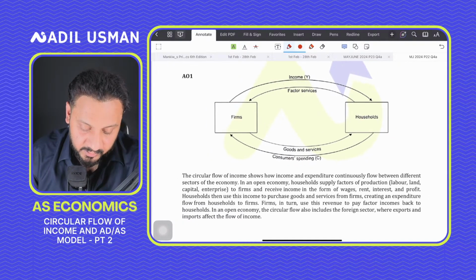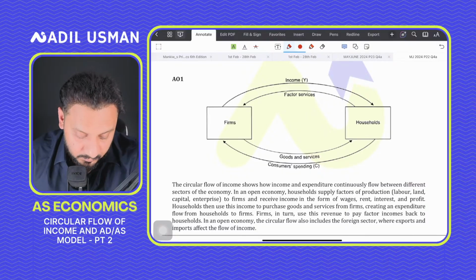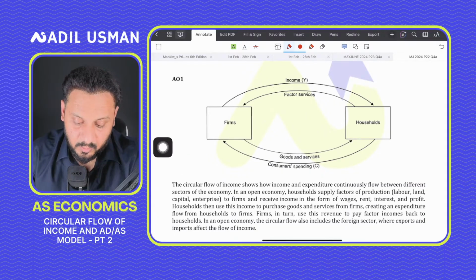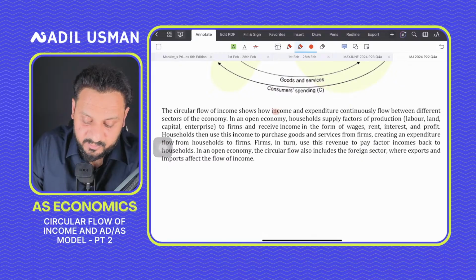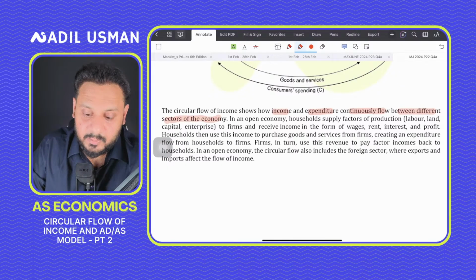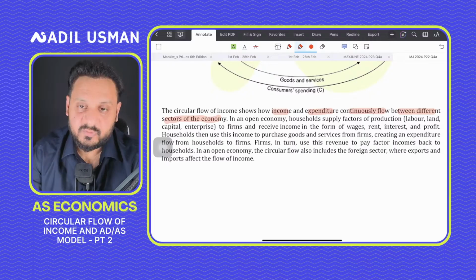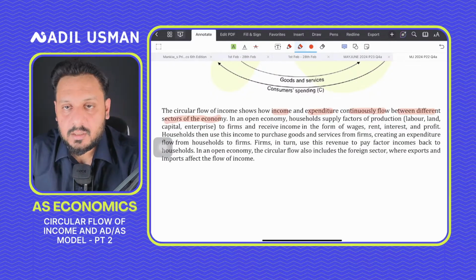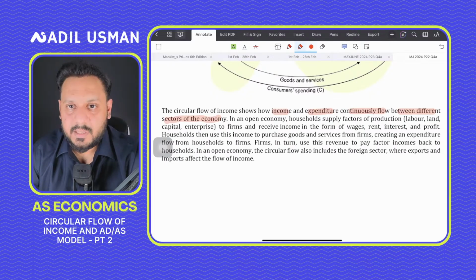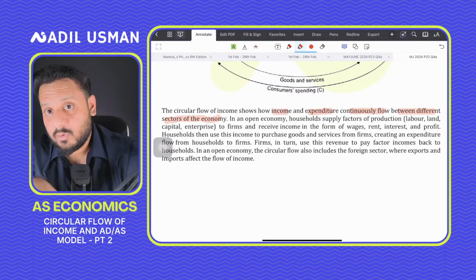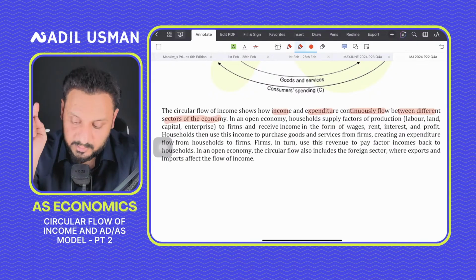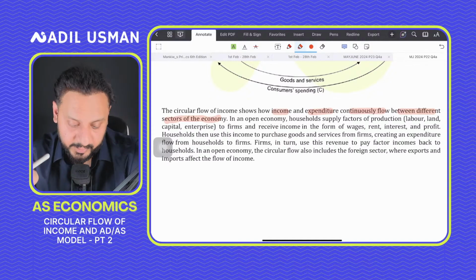So the 1 mark for definition: what does the circular flow of income show? It shows how income and expenditure continuously flow between different sectors in the economy. Now, usually students write that circular flow of income shows the flows of money. That is incorrect. You have to mention explicitly that it is showing the flow of income and expenditure, right? This is when you will get the mark for definition.